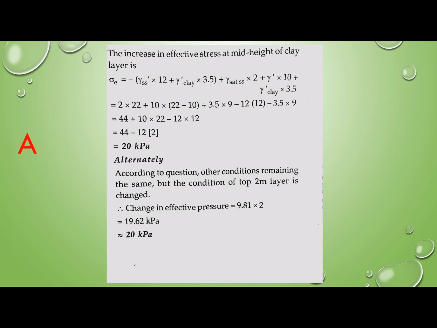We have to find the increase in the effective vertical pressure in kilopascal, right? Yes. So the alternate solution will be, according to the question, other conditions remaining the same, the condition of the top 2 meter layer is changed. Change in effective pressure is equal to 9.81, which is the unit weight of water, into that particular layer height, which is 2. So the answer we are getting is 19.62 kilopascal, which is near to 20, and the correct option will be C, 20 kilopascal. Okay.